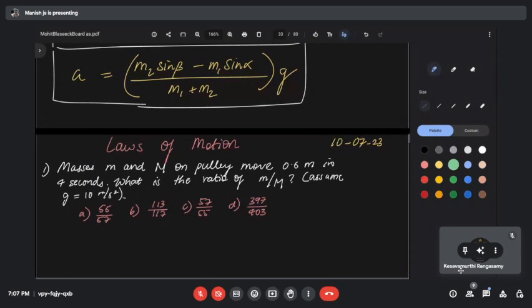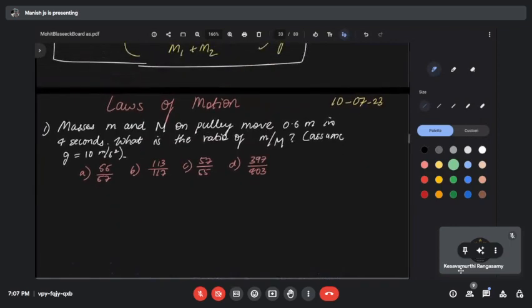So this is the question. Now I want you guys to just try it. Brainstorm, and tell me what can be a suitable relation that you can use to approach this question. So what have they given us in the question? They have given us two important parameters: one is 0.6 meters and then 4 seconds.